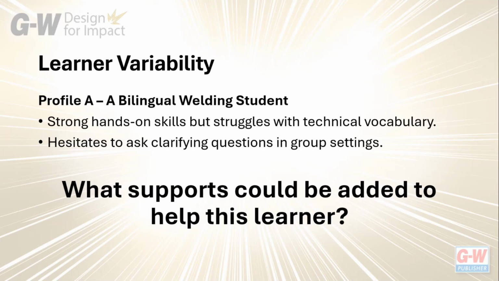Now, just thinking about what we already do, what are some ways that we could support? What supports can we provide for Profile A that could help this learner? What could we do in our classroom? Links to terminology, visual cues, absolutely. More visual aids, absolutely. Icons, pictures with words. There we go. Yeah, Veronica, vocabulary with pictures.